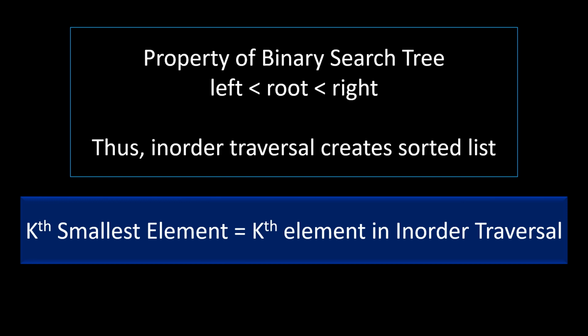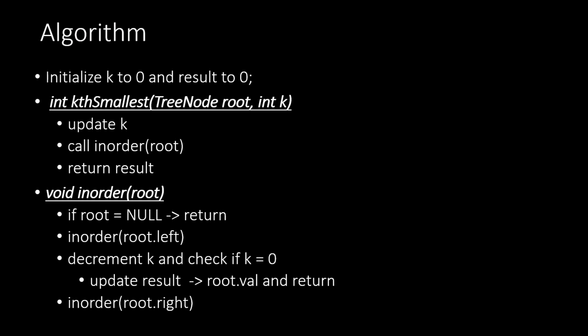The only thing we can do is stop when we have found the kth element rather than finding the in-order traversal for the complete tree. The basic algorithm for this can be written as follows. We create two variables at class level that will hold the value of k and result. In the main method, we update k with the input value and call the in-order traversal.